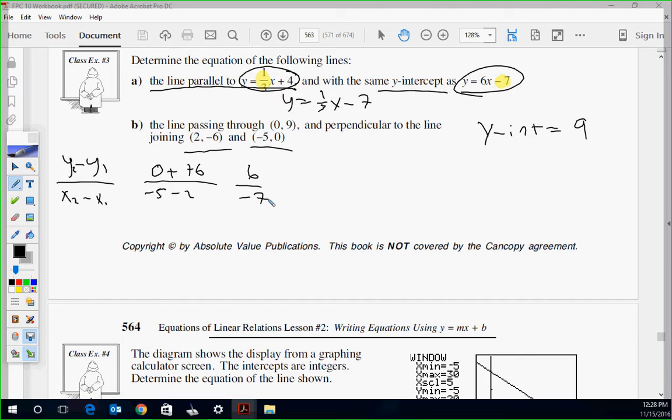So perpendicular means flip it, switch it. So 7 over 6. You flip it and change the sign. It is negative, so perpendicular will be 7 over 6. So our answer, we take this, y equals 7 over 6 x plus 9.